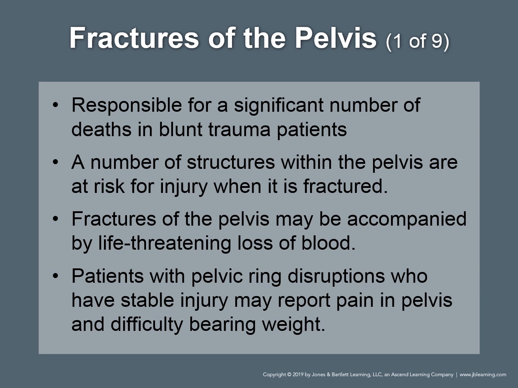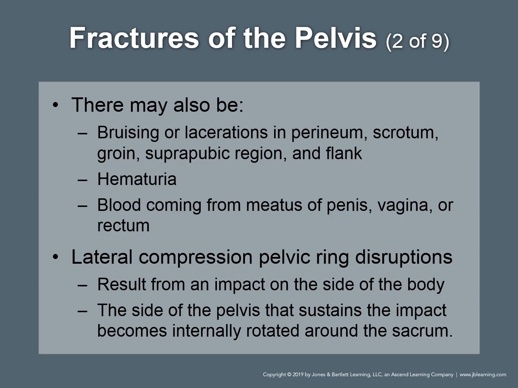You see that in patients who have a stable injury and report pain or difficulty bearing weight. We see that a lot of times with falls. It's like a small fracture to the pelvic ring. There, you may see bruising, lacerations, bruising around the scrotum or the vagina, bruising in the flank or the suprapubic region or the groin area. They may pee blood. That's what hematuria is, peeing blood. Or you may have blood from the penis or the vagina or the rectum in pelvic fractures.